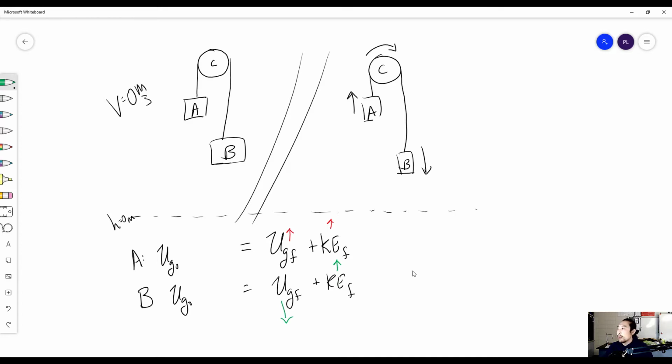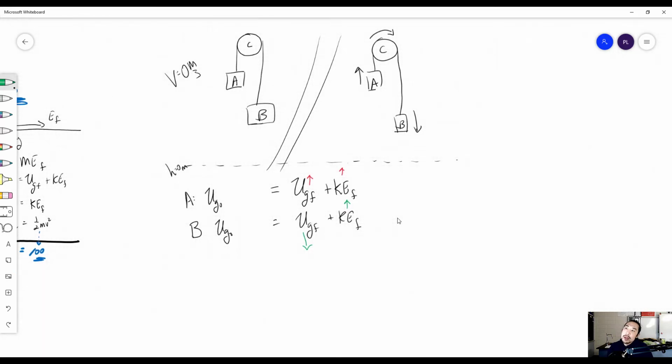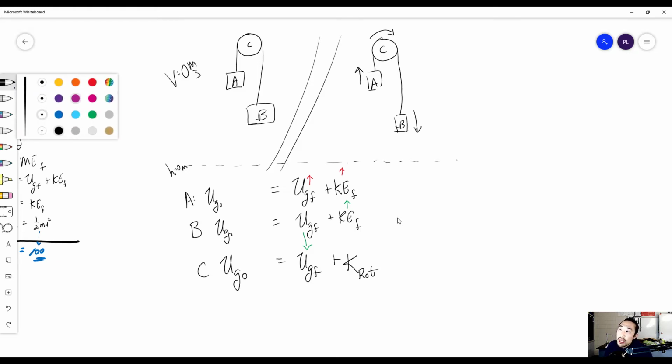All right, and for the last one, what about object C? So object C is a pulley and is above a height, so we can say it has gravitational potential energy, and after the system is released, it still has gravitational potential energy, but now it's rotating. So we can say it has rotational kinetic energy, because before it wasn't rotating and now it is rotating. So if we were to take a look at what's happening with the system, the final potential energy didn't change, so it stays stagnant, but the rotational energy did increase.